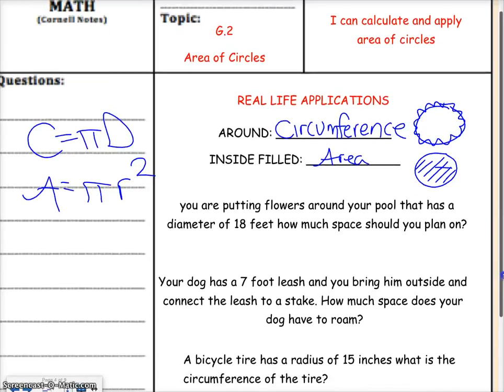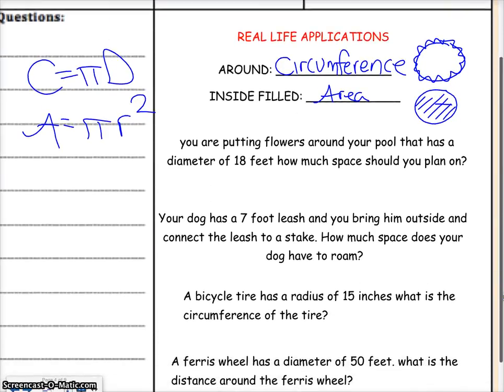Okay, so let's say that you are putting flowers around your pool that has a diameter of 18 feet. So let's say I have this pool. My pool has a diameter of 18 feet, and I'm going to put flowers around my pool. Is that area or circumference? This is going to be circumference because I do not put flowers inside my pool. I go around the pool. So I'm going to find circumference. And circumference is pi times diameter. So it's going to be 18 pi.